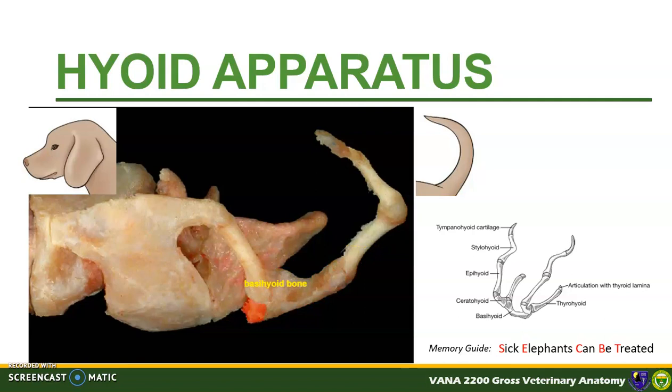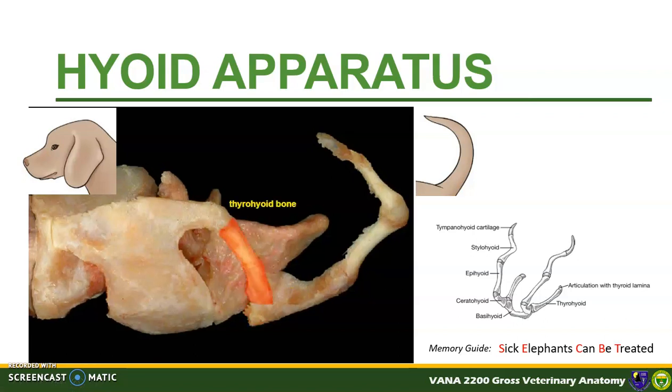The basihyoid is the only unpaired bone and is considered as the base. It is short and flattened and lies in a transverse plane. Please refer to this image to imagine the position of the basihyoid. Lastly, the thyrohyoid articulates caudally with the rostral cornua of the thyroid cartilage of the larynx. This is the laryngeal cartilage.